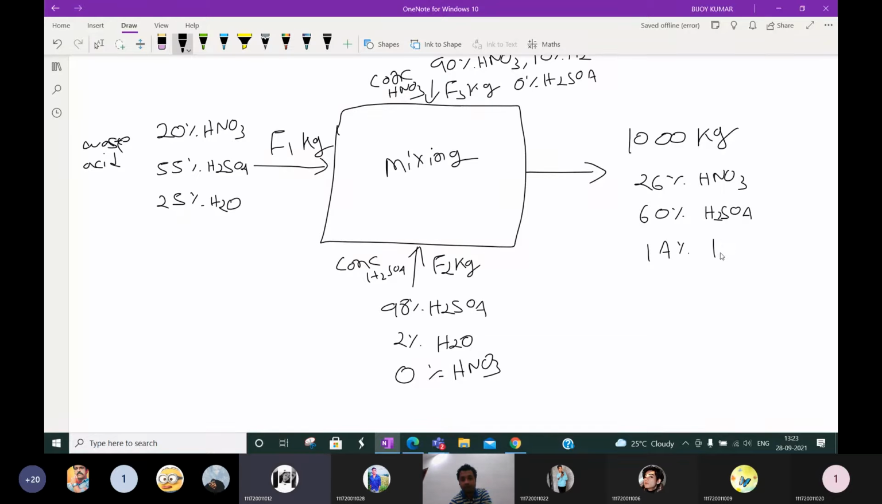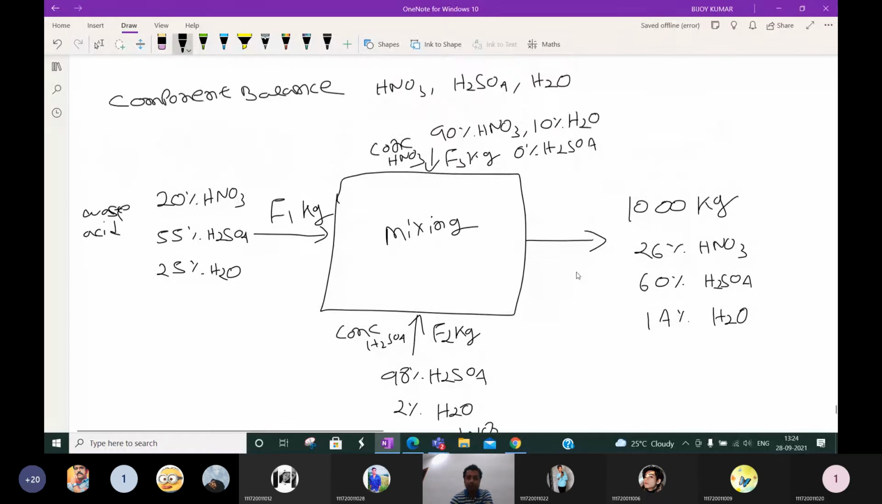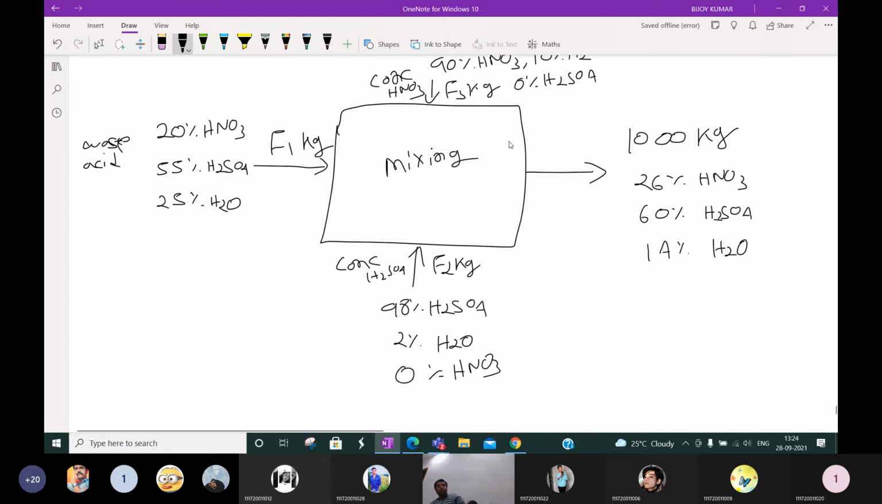Water. Yes, it will be water because we have only 3 components, and in the acid mixture, anything not given means that it is water. Here we have 90% HNO3. Anything not given might be H2SO4 and water, but as it is given as concentrated HNO3, the remaining part will be only water. Next, do the component balance one by one.